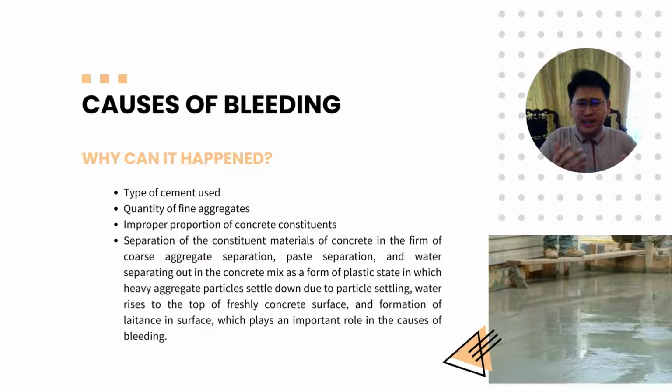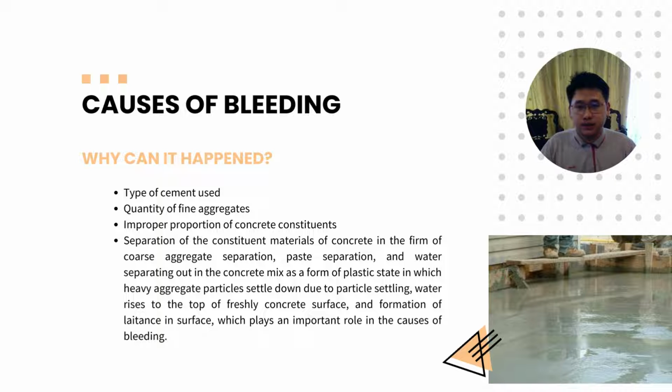The question is, why can it happen? The factors that cause it include the type of cement used, the quantity of fine aggregates, improper proportion of the concrete constituents, and the most important one, the separation of the constituent materials of concrete in the form of coarse aggregate separation, paste separation, and water separating out in the concrete mix in a plastic state, in which heavy aggregate particles settle down due to particle settling.